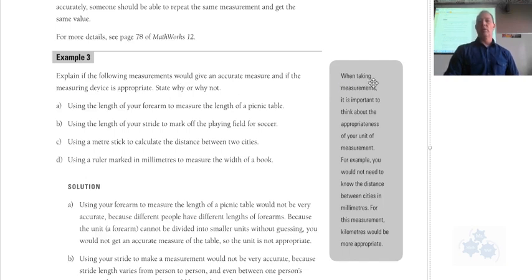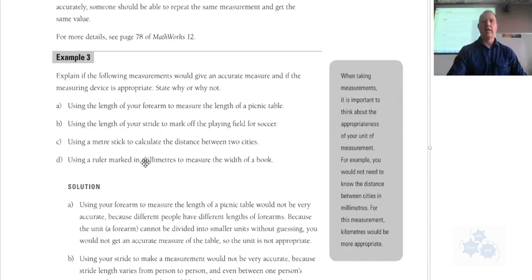So, two things. When taking measurements, it's important to think about the appropriateness of your unit. For example, you would not need to know the distance between cities in millimeters, right? That would be overkill. And it would be such a large number, it wouldn't really even help you. You would have to think about that a different way to make it make sense.